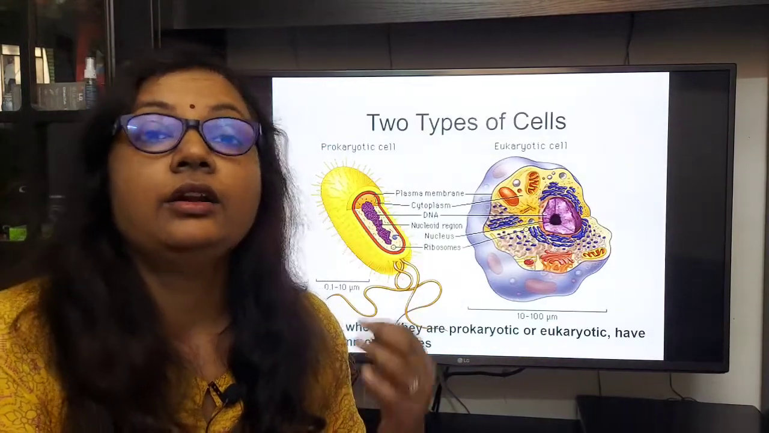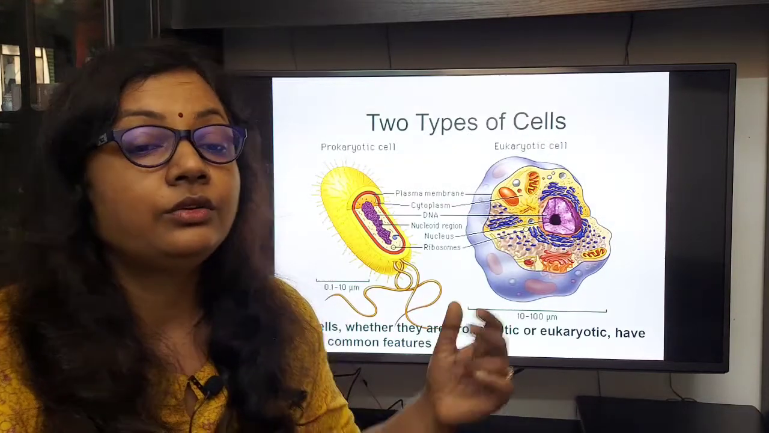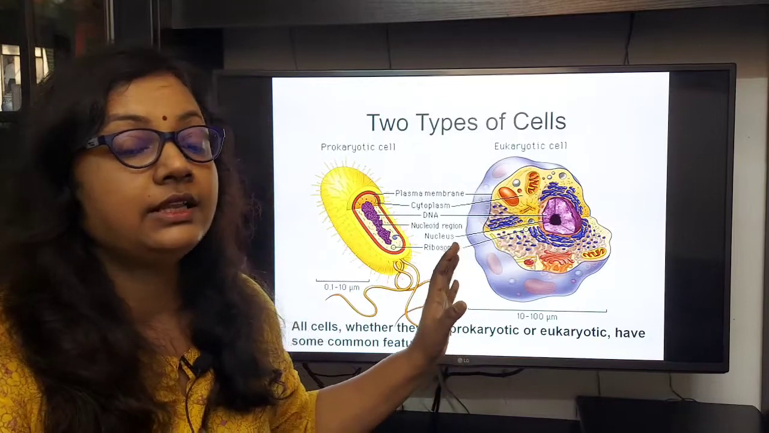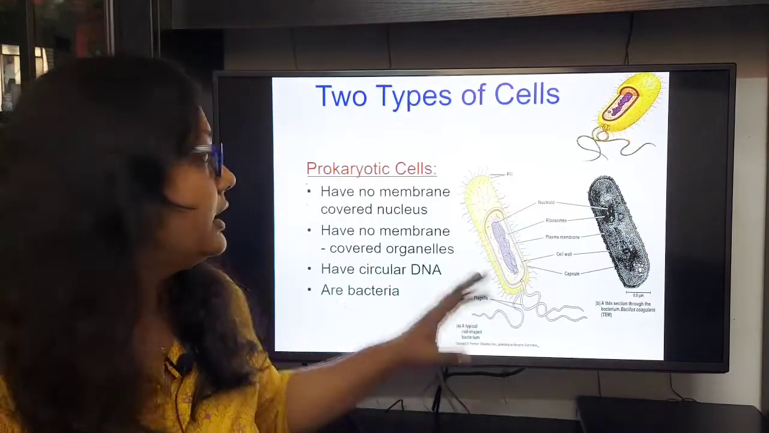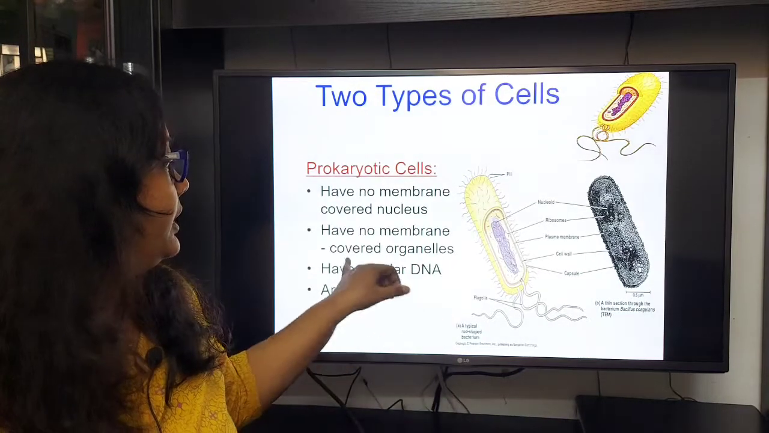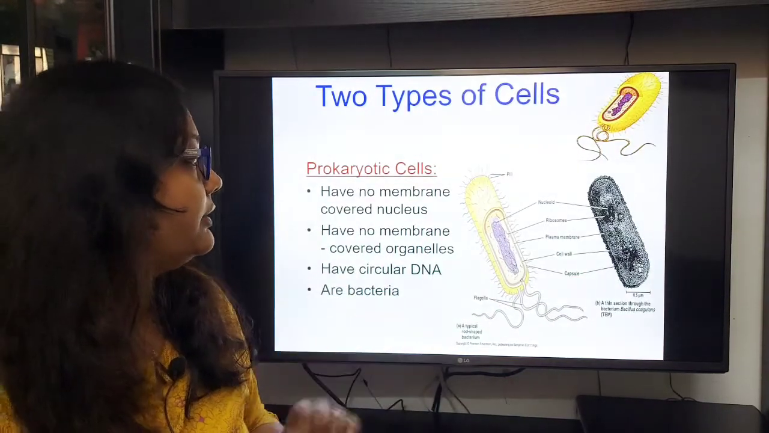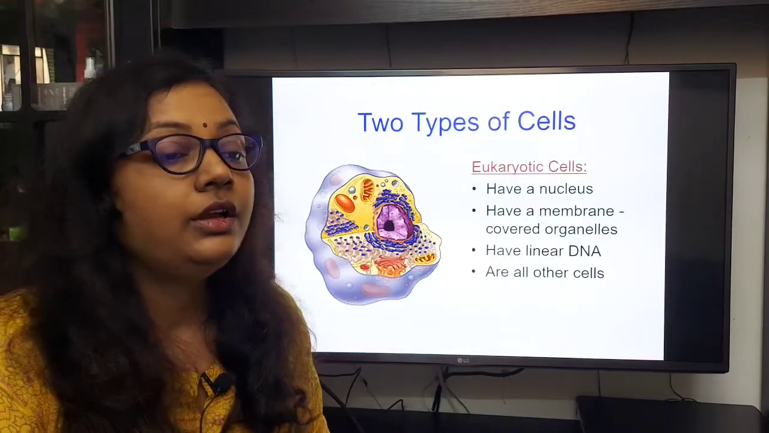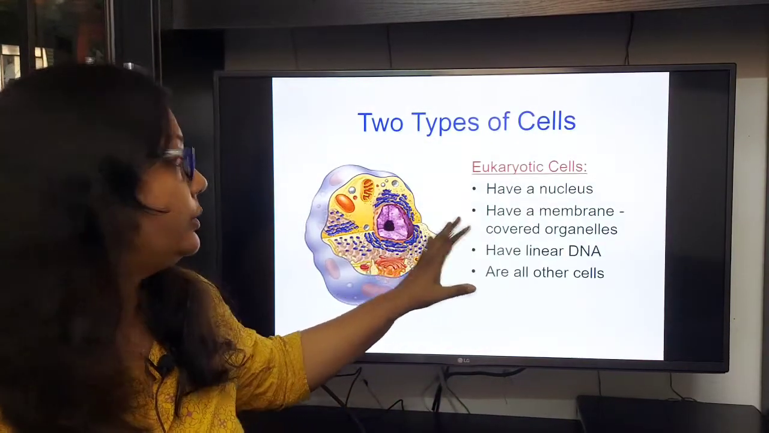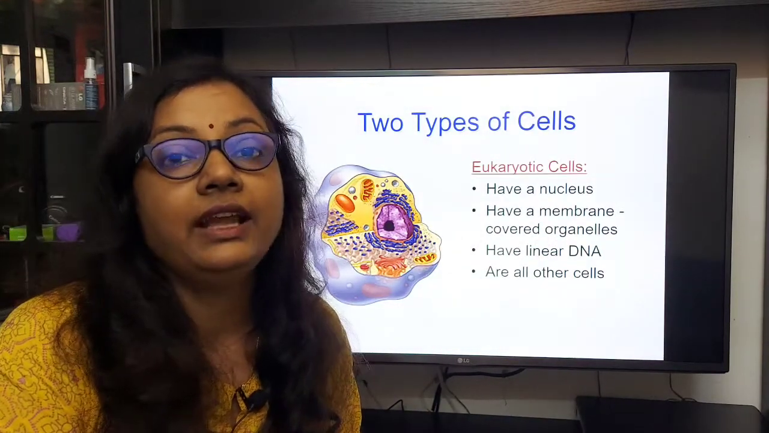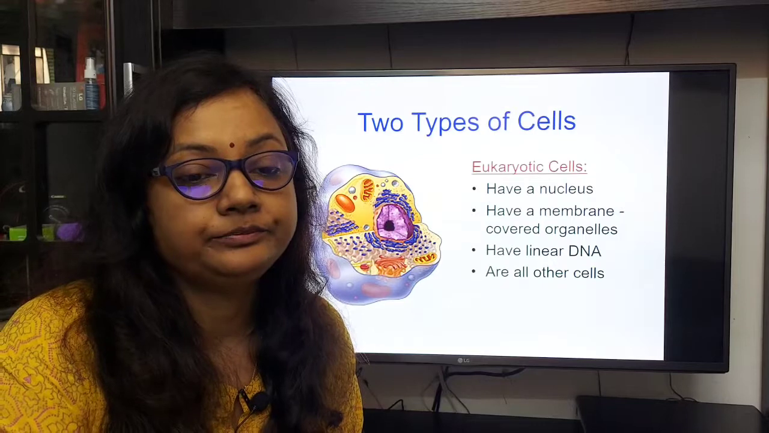Now there are two types of cells: prokaryotic and eukaryotic cells. Prokaryotic cells have no membrane. They don't have a membrane covering the nucleus and the organelles are also not covered with membrane. It has circular DNA. Now eukaryotic cells have a nucleus, have membrane-covered organelles and also they have a linear DNA.